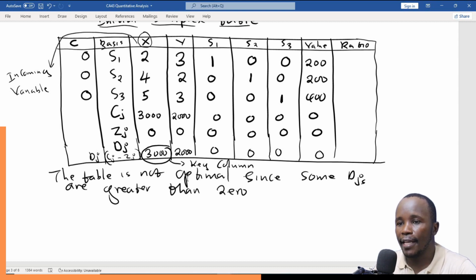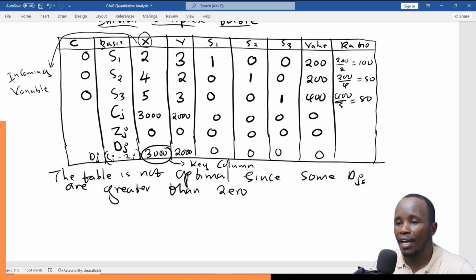Now, the second thing, having identified the key column and the incoming variable, we need to divide the values by the coefficients in the key column. In this case, I will take 200 divided by 2 to give me 100. This is 200 divided by 4 to give me 50. Then here I have 400 divided by 5 to give me 80.